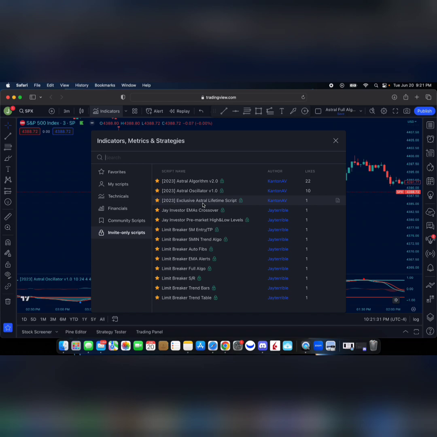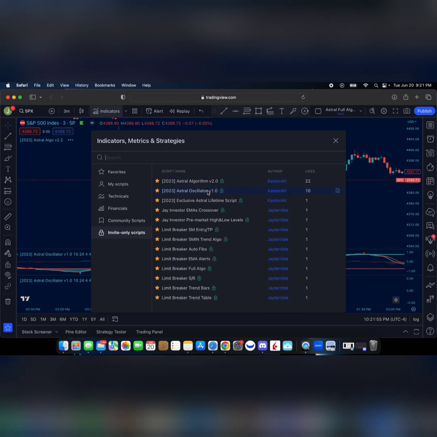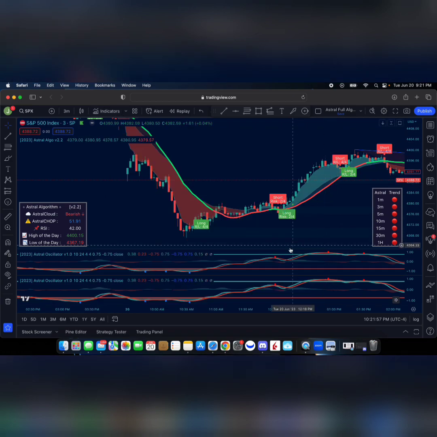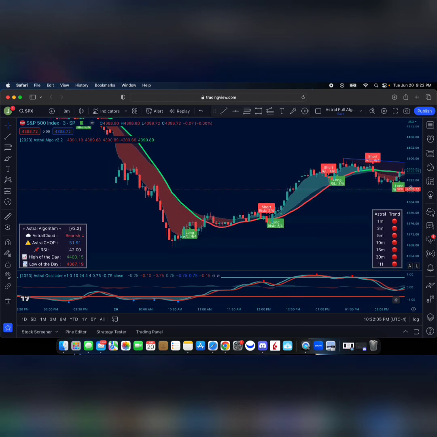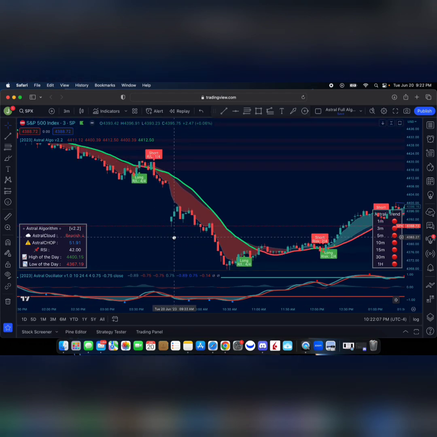But anyways, if you get the lifetime script, this is for all the lifetime users. You get early access to Canton's updates, and we get to test it out earlier. But if you're a regular member, you get the regular algorithm, and then you get the oscillator for free. If you click the oscillator and the algorithm once, it brings up this chart. Oh, I had one already. Yeah, so it gives you this nice detailed look.